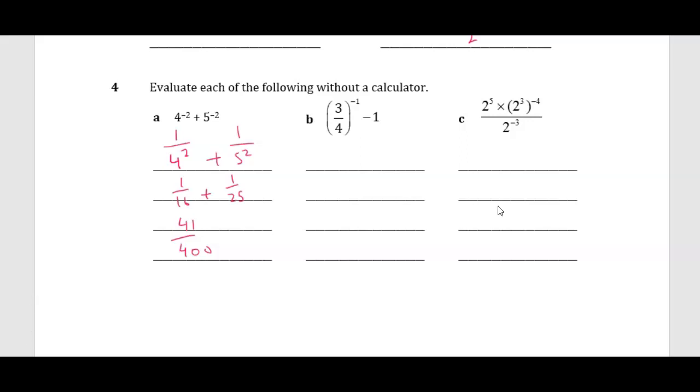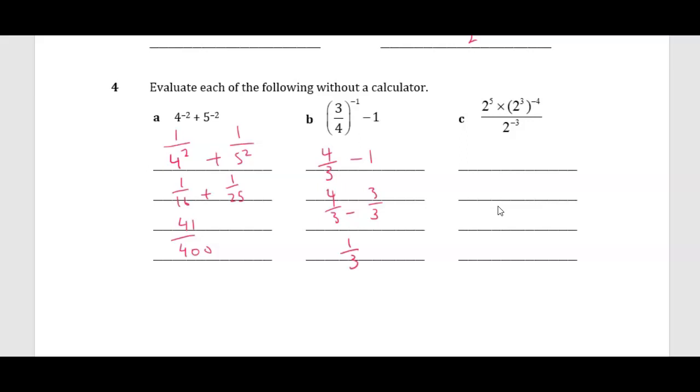All right, question B. So the 3/4 is taken to the negative power. So that just means we flip. So the 4 goes on the top now and the 3 goes on the bottom, minus 1. And when you're subtracting fractions, you need the same denominator. So 1 is the same as 3 over 3. So 4 thirds minus 3 thirds leaves you with 1/3.